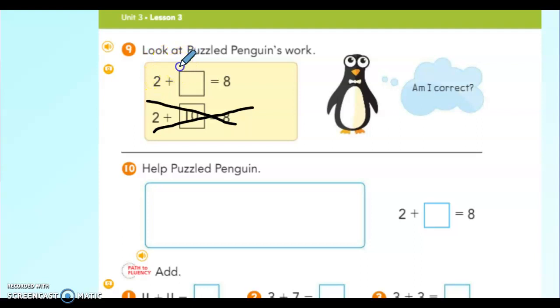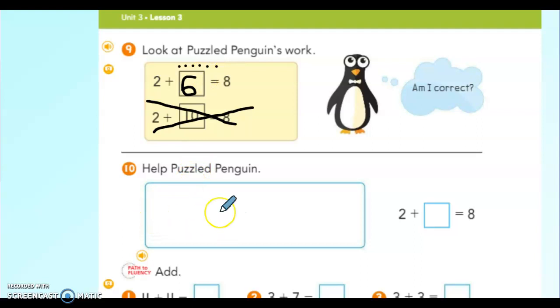So we have 2, 3, 4, 5, 6, 7, 8, and we have to count how many we put. 1, 2, 3, 4, 5, 6. That's better. That makes more sense. 2 plus 6 equals 8.